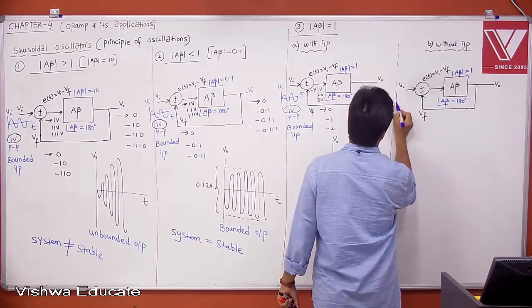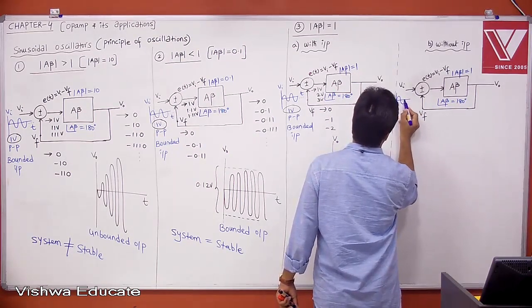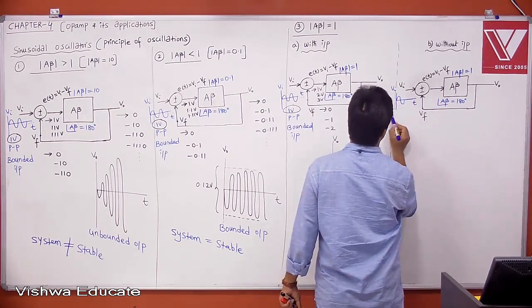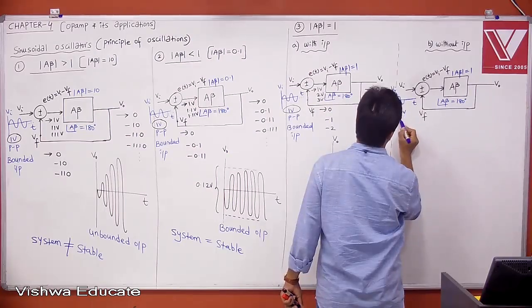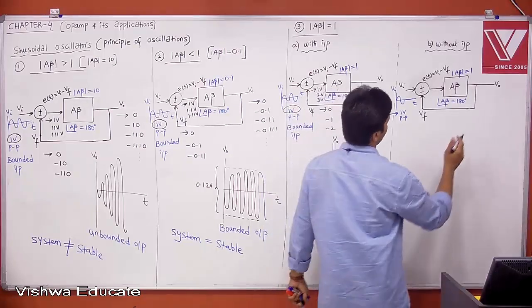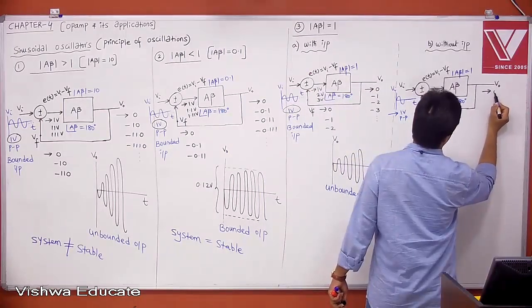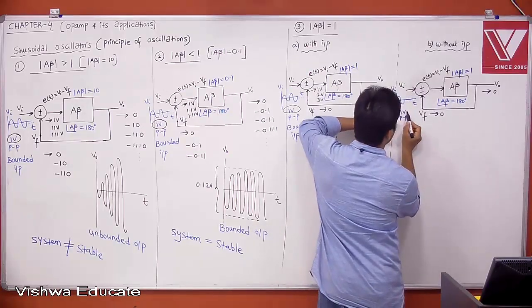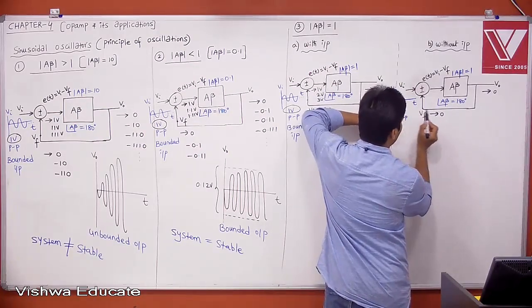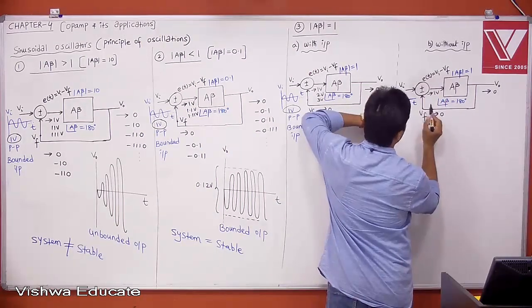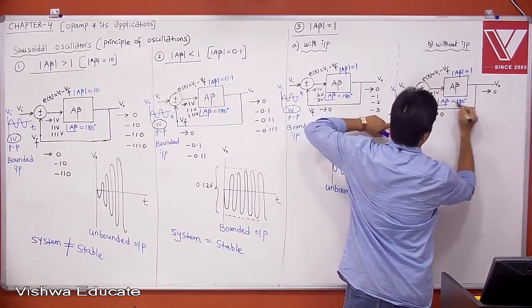Now let us say input is present only for 1 cycle. Later on input is not there. This is your Vi. Therefore what is the initial voltage? Initial voltage is 1 volt peak to peak. Output voltage, let us say 0, feedback 0. 1 volt minus 0, therefore the initial voltage here is 1 volt. Right? Therefore 1 volt into 1, minus 1.